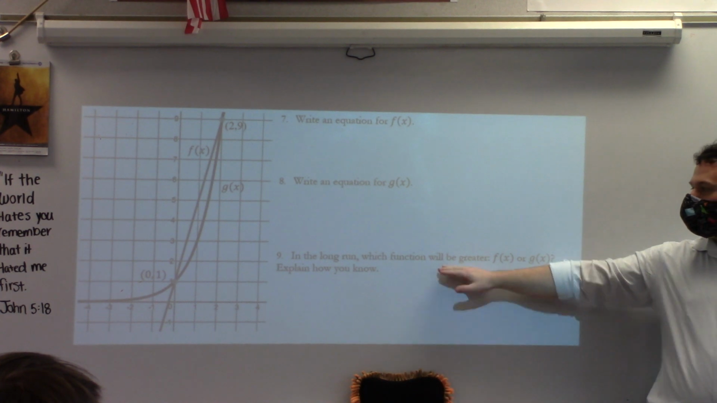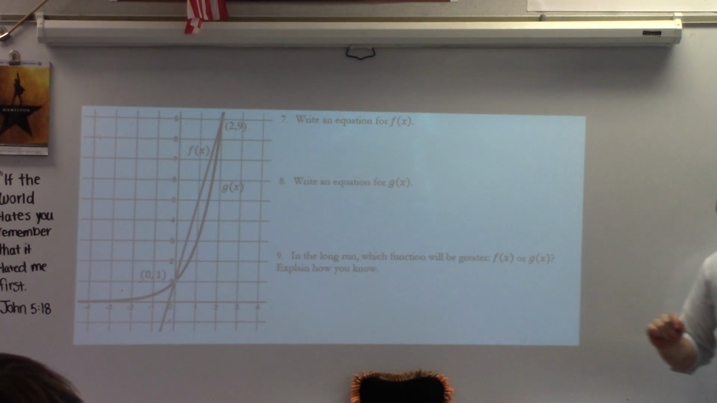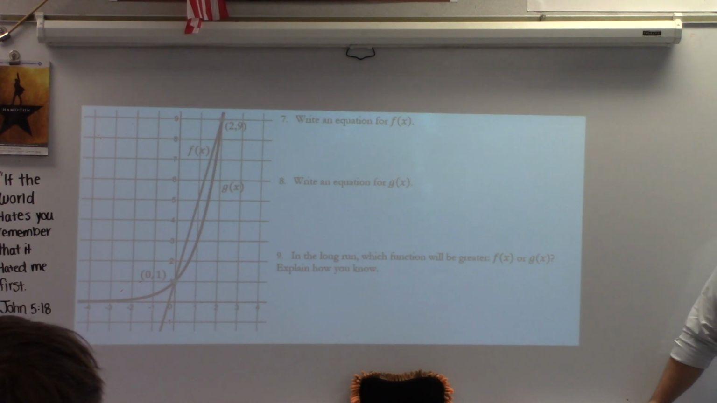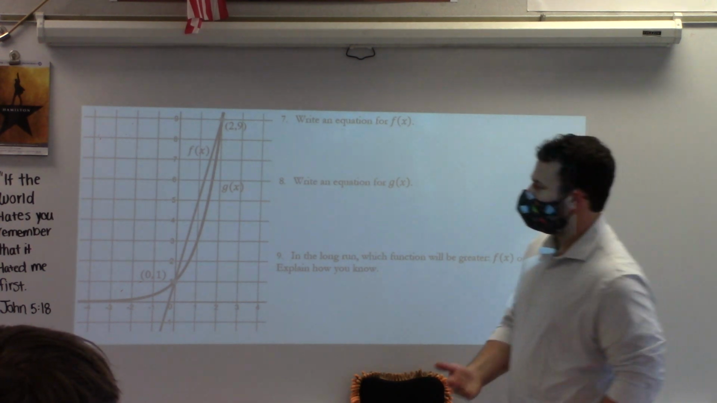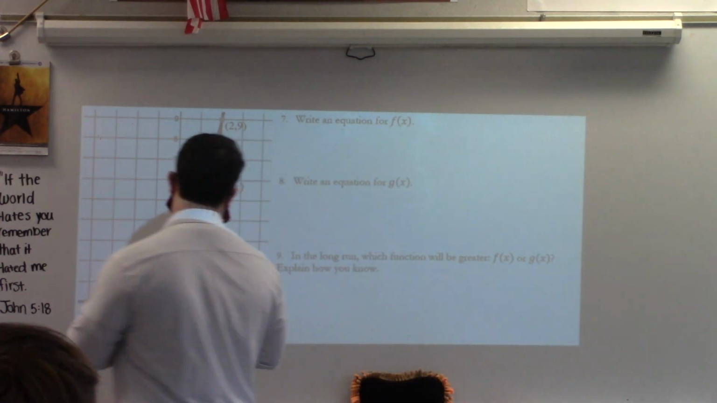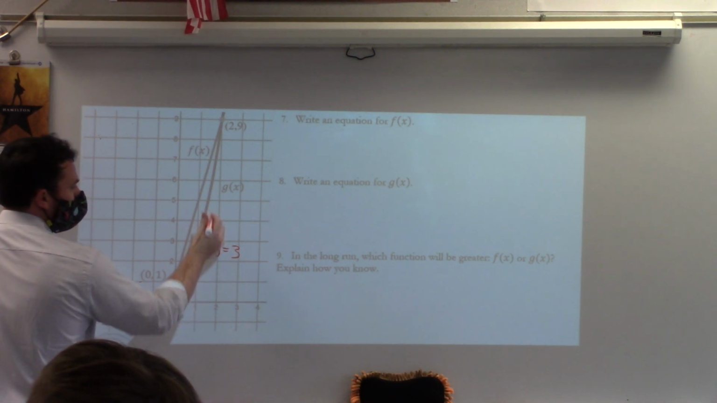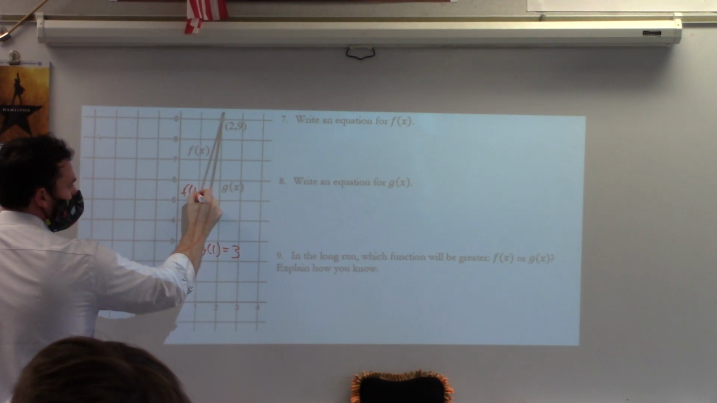Ignoring 7 and 8. Number 9. In the long run, which function will be greater, f of x or g of x? I said f of x. I said g of x. What did you say, Brady? G of x. Why g of x? Because it's increasing faster. How do you know g of x is increasing faster? Like when I look right here, g of 1 is only 3, but f of 1 is 5.